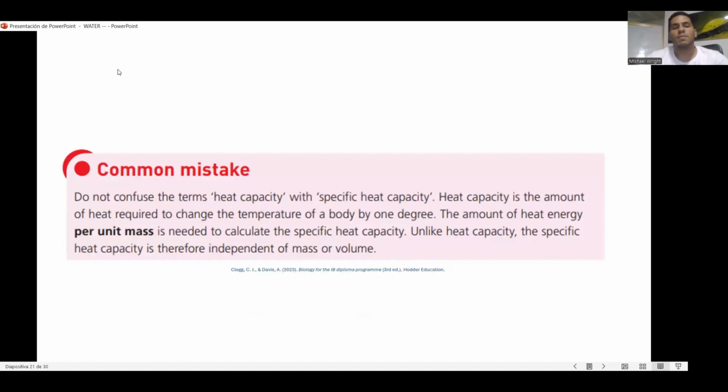Okay, there is another common mistake about two terms that we're going to see, right? Heat capacity is not the same as specific heat capacity. Heat capacity is the amount of heat required to change the temperature of a body by 1 degree. The amount of heat energy per unit mass is needed to calculate specific heat capacity. So unlike heat capacity, specific heat capacity is independent of mass or volume.